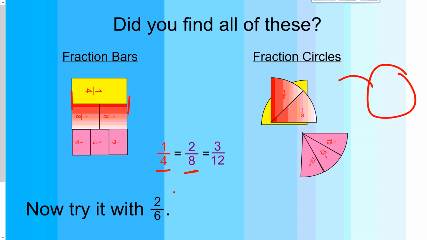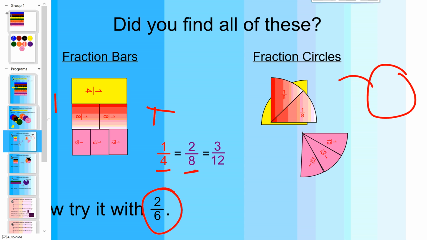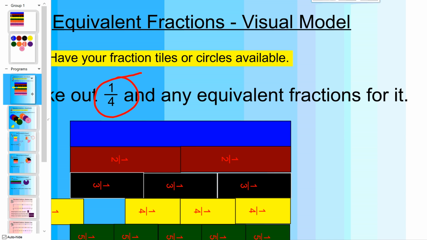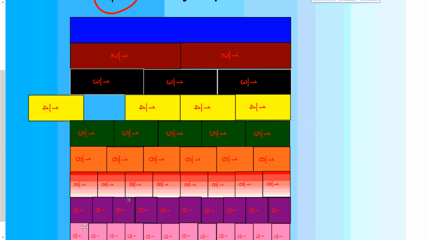Now let's try the same thing with 2/6. So take 2/6 out and see if you can find all of the equivalent fractions for 2/6. Unlike 1/4, you might be able to look above the 2/6 and below the 2/6. For 1/4, we only went down, right? If you think about what's going on, we went from 1/4 down to 2/8 and then 3/12.